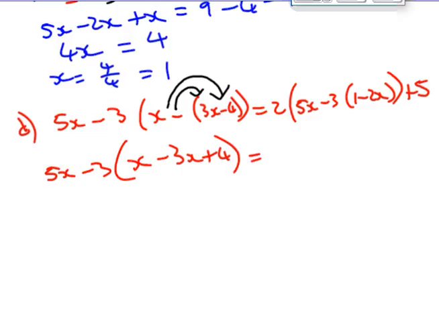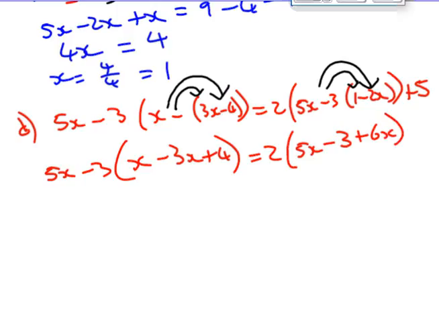Equals. I'm going to do exactly the same thing over here. I'm going to take the minus 3 into there and into there. Always start with your very inside brackets. So that'll be 2, bracket, 5x. Minus 3 times 1 is minus 3. Minus 3 times negative 2x is positive 6x. And that innermost bracket has now disappeared.